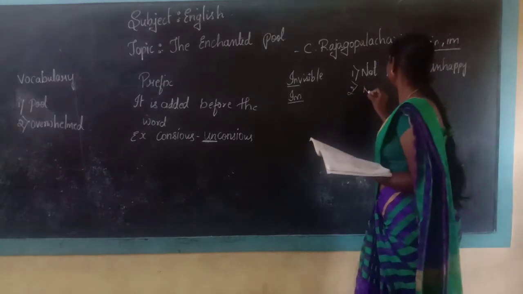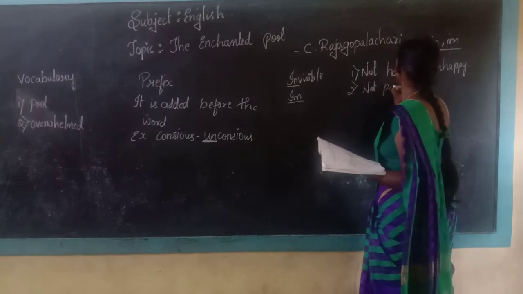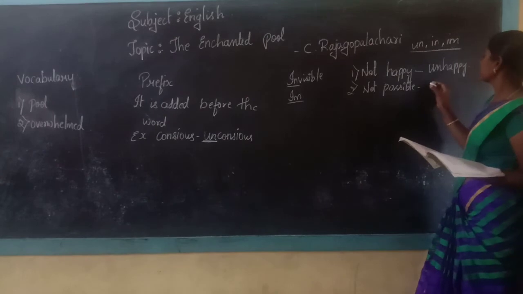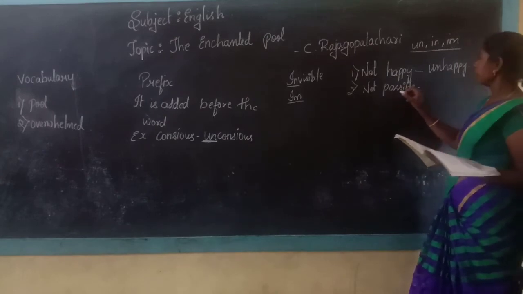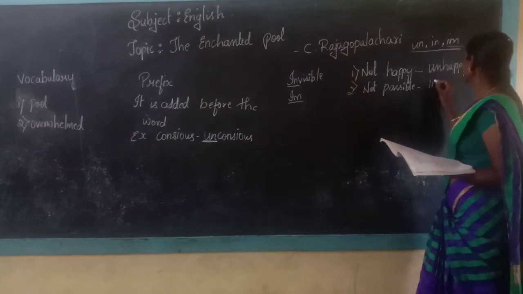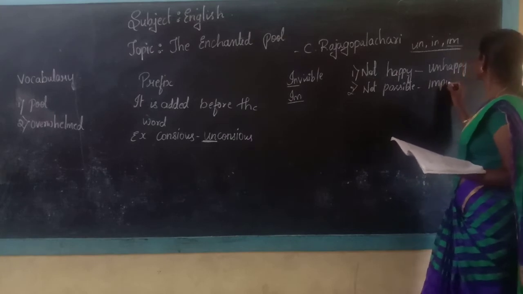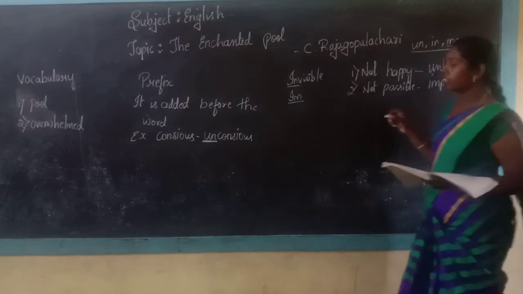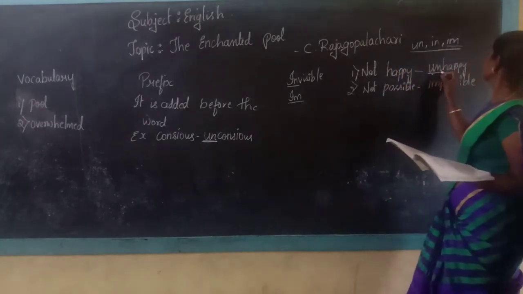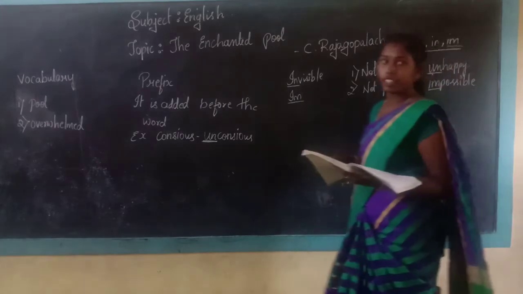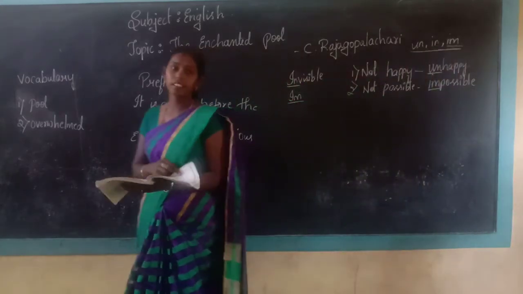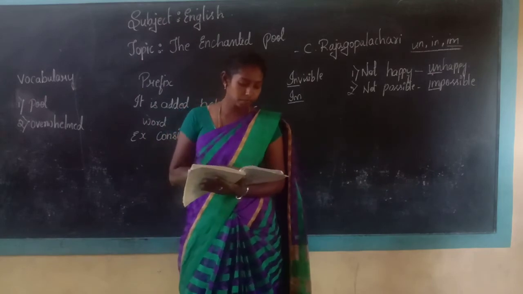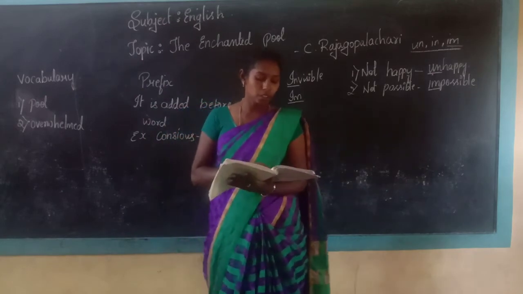Next one, not possible. So here what we have to add? Yes, impossible. Have you understood? So here these two are prefixes. Are you getting it? Yes. So the remaining four you have to do.